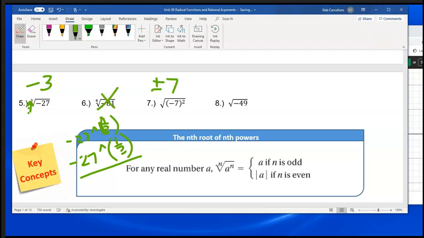And finally, negative 49, we know it's an even power. So even powers cannot take the square root of negative numbers. Okay? So we won't even go to Desmos for that one.